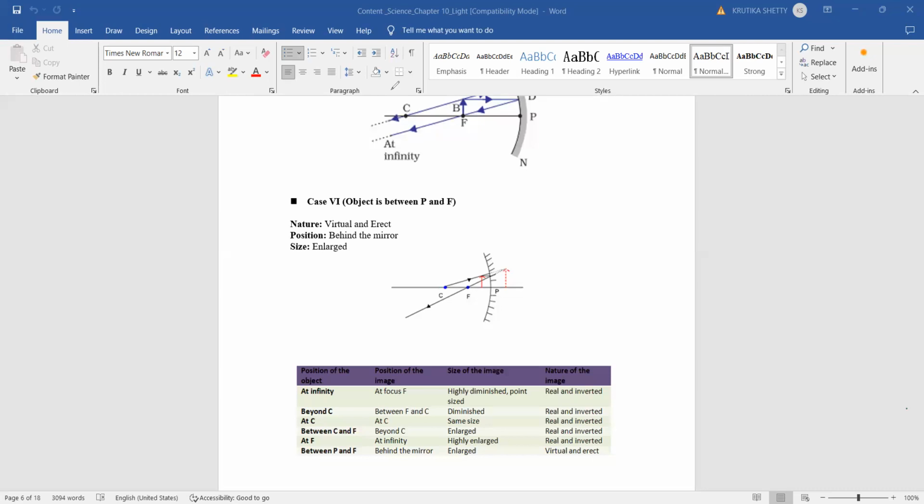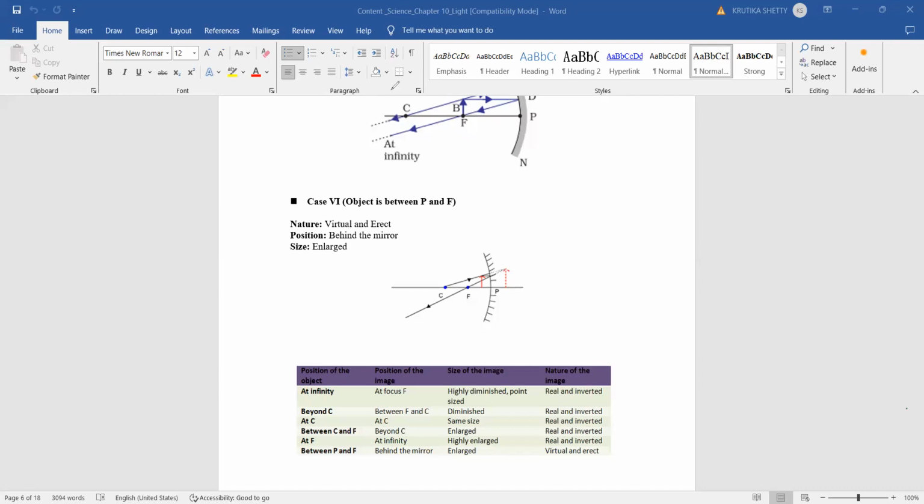And the convex mirrors are used in the rear view mirrors in the vehicles, as these form the diminished and the erect image of the object. Means in the car or the vehicle, bikes and all, mirrors are there, no? Those are the convex mirrors. Headlight is a concave mirror, but the side mirrors for the car or the bikes, those are the convex mirrors.